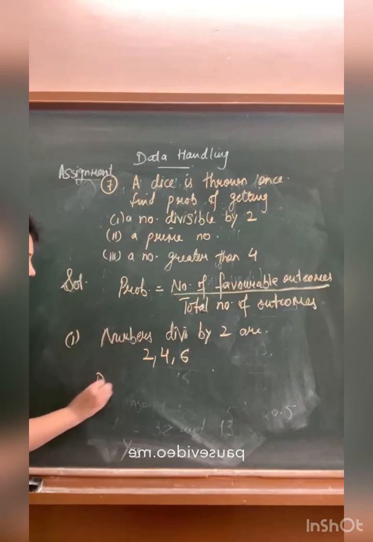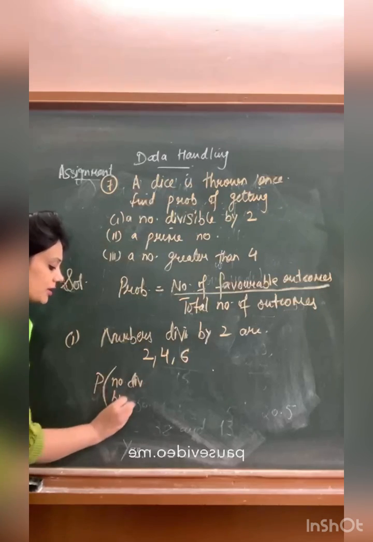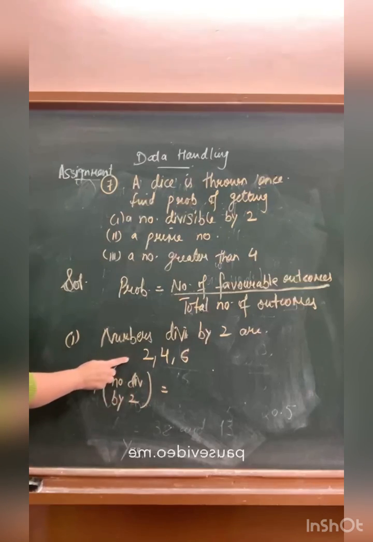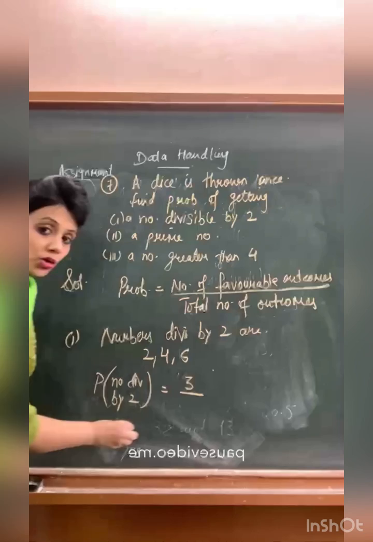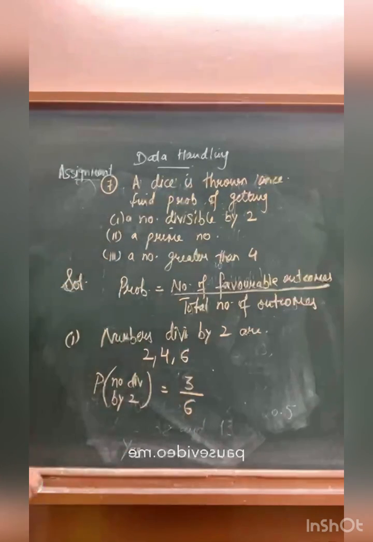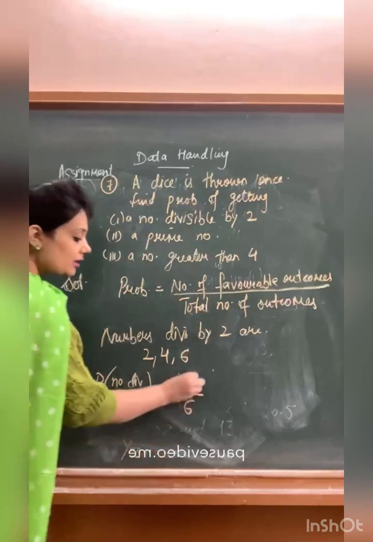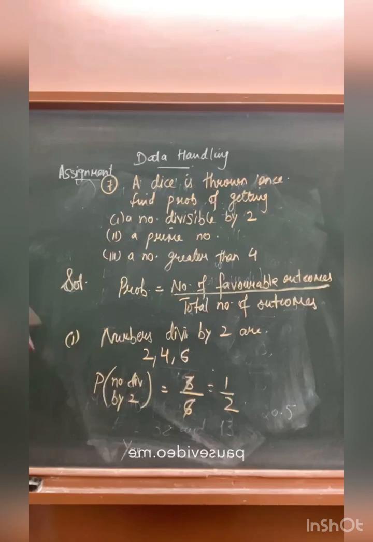Now we have to tell the probability. Probability of number divisible by 2. So how many numbers are there which are divisible by 2? 3. 1, 2 and 3. And how many total numbers we are having? 6. So the probability that when we throw a dice we get a number divisible by 2 is 3 by 6. And if the cancellation is possible then we have to do the cancellation also. So 3 1 is 3, 3 2 is 6. So the answer is 1 by 2.